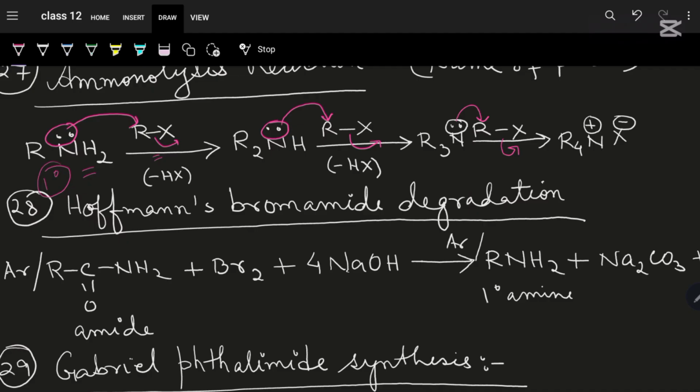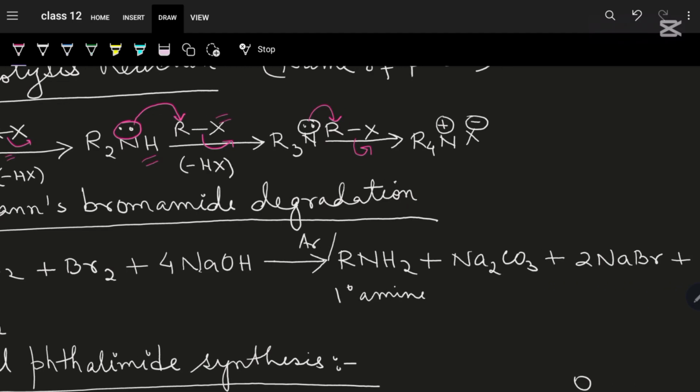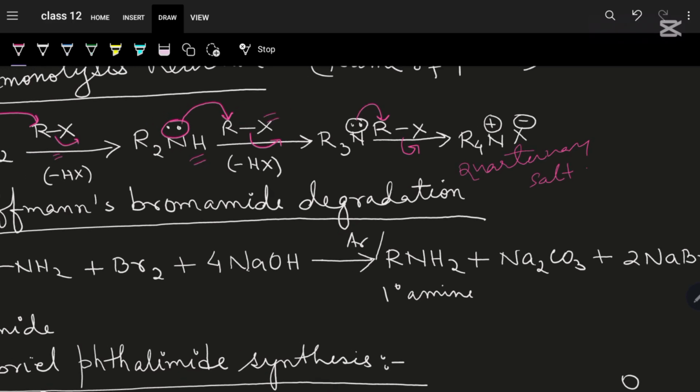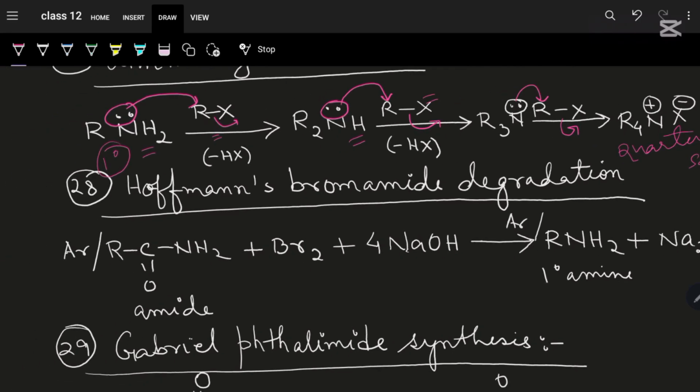So you get R2NH. Again it can attack RX, and again there is elimination of HX. So another H is getting substituted by R. So you get R3N. And the quaternary salt, this is your quaternary salt which you are getting, where there is no H remaining, but then also the lone pair on nitrogen can attack the RX on account of nucleophilic attack.